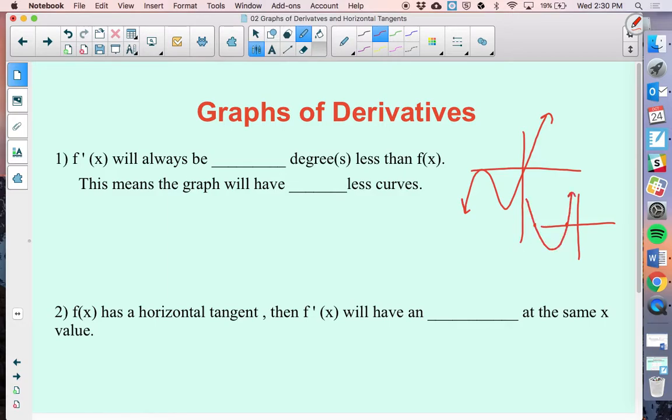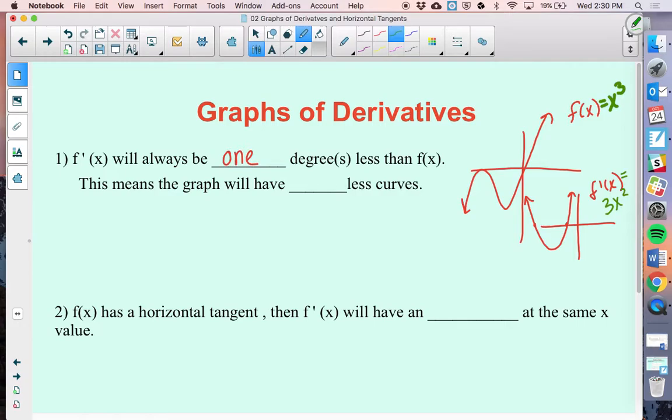The derivative looked something like this. So if this is f of x, then this would be f prime of x. We said f prime of x will always be 1 degree less than f of x. For example, if f of x was x cubed, then f prime of x would have to be 3x squared. These aren't the actual equations, I'm just giving you an example. Because you subtract 1 from the exponent, it always goes down 1 degree.